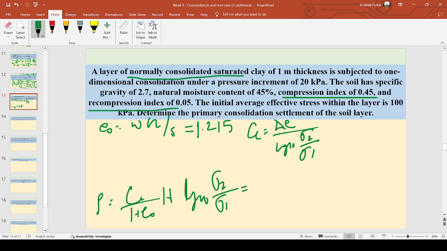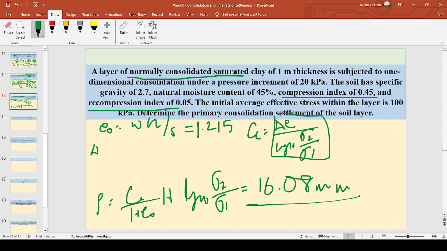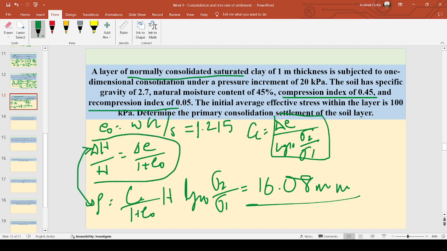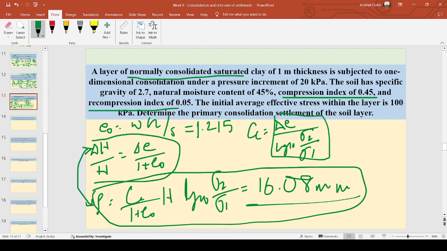Yes, you can use this equation and find out the respective settlement to be 16.08 millimeter, or you can also use the del e, because we know that del H by H from the consolidation testing is equal to del e divided by 1 plus e0. Using this formula also you can find out del H, which is equal to rho. What is del H? Settlement. What is rho? Settlement. So using this formula also you can find out if we find del e, and using this bigger formula, the main formula, you can find out if we use the compression index directly.